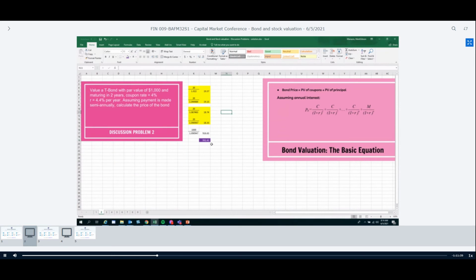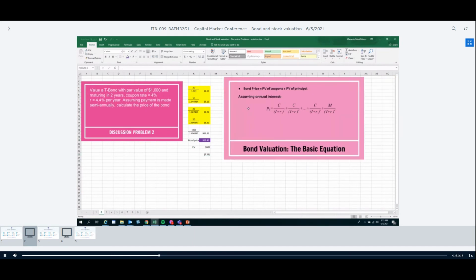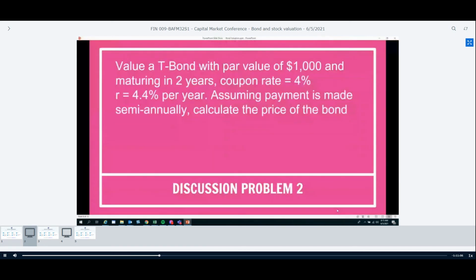That's 902.42. So in this case, class, the face value is what? 1,000. But the bond price is 992. So therefore, in this case, we have a discount, no? 7.58. Okay, so that's bond valuation.